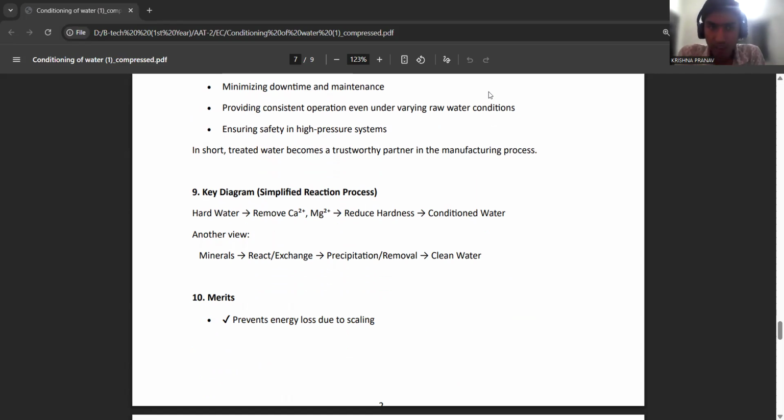Simplified reaction process. Hard water, remove Ca2+, Mg2+, then reduce hardness, conditioned water. Another view: minerals react or exchange, precipitation or removal, clean water.